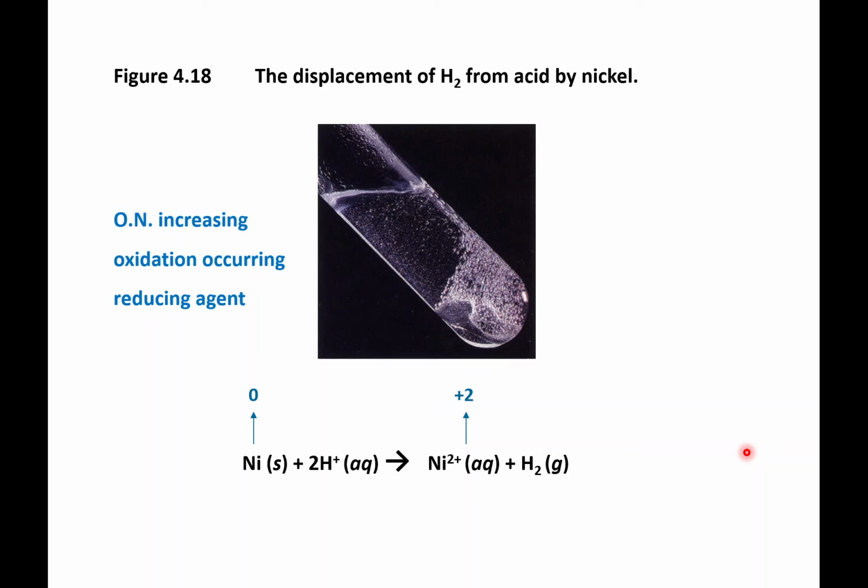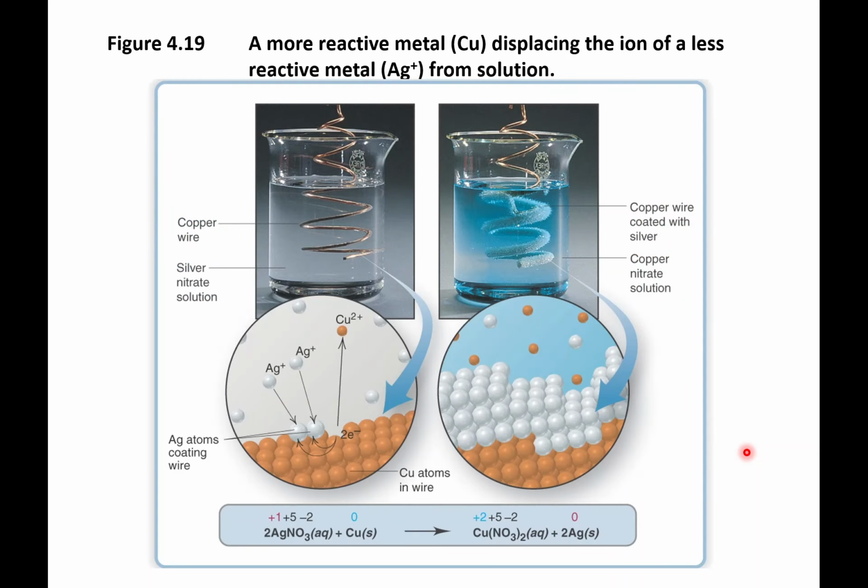That also means nickel's a reducing agent. Hydrogen's going from +1 in solution, in that acid, to 0. That oxidation number is decreasing, which means reduction is occurring at hydrogen, and it's an oxidizing agent. A more reactive metal is going to displace the ion of a less reactive metal when it's in solution. An example we've seen before: copper metal will displace silver ions in solution.